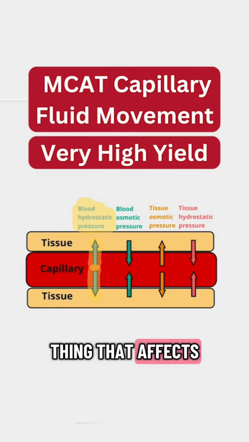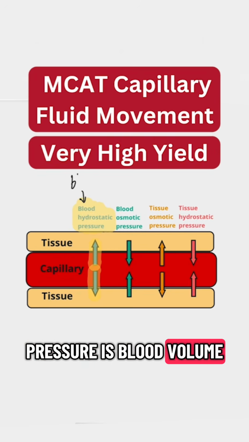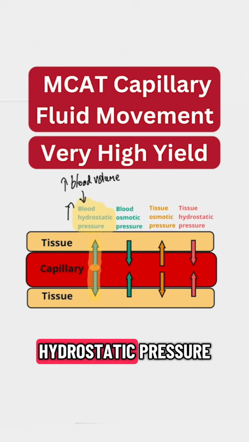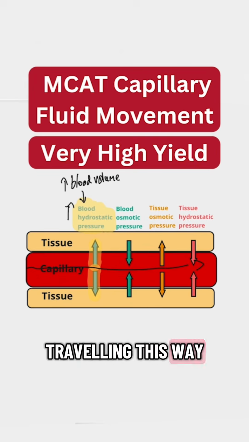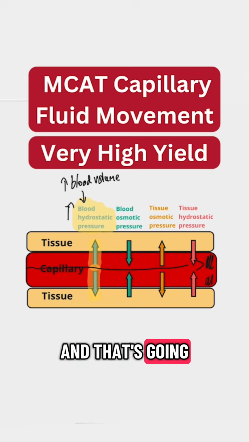The number one thing that affects the blood hydrostatic pressure is blood volume. As blood volume goes up, so does the blood hydrostatic pressure. And also, if the blood is traveling this way and you have blockage down here, then that's going to cause an increase of hydrostatic pressure upstream where we first started.